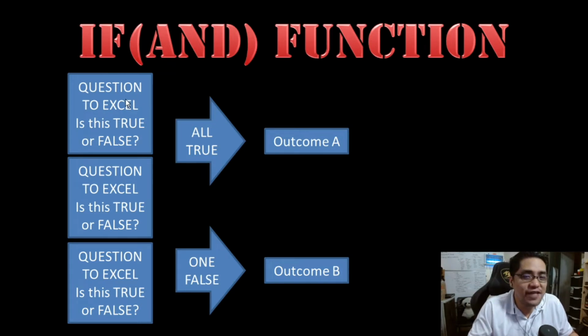Now, Microsoft Excel checks each and every one of them. If all of them are true, then the whole AND function turns out to be true, and then you have one outcome. If any one of them turns out to be false, then the whole function turns out to be false, and then you have another outcome.